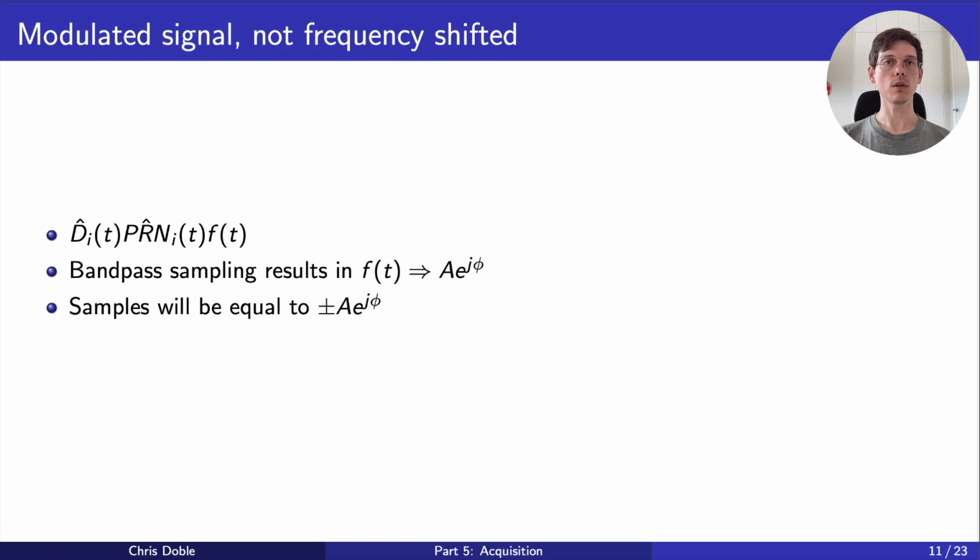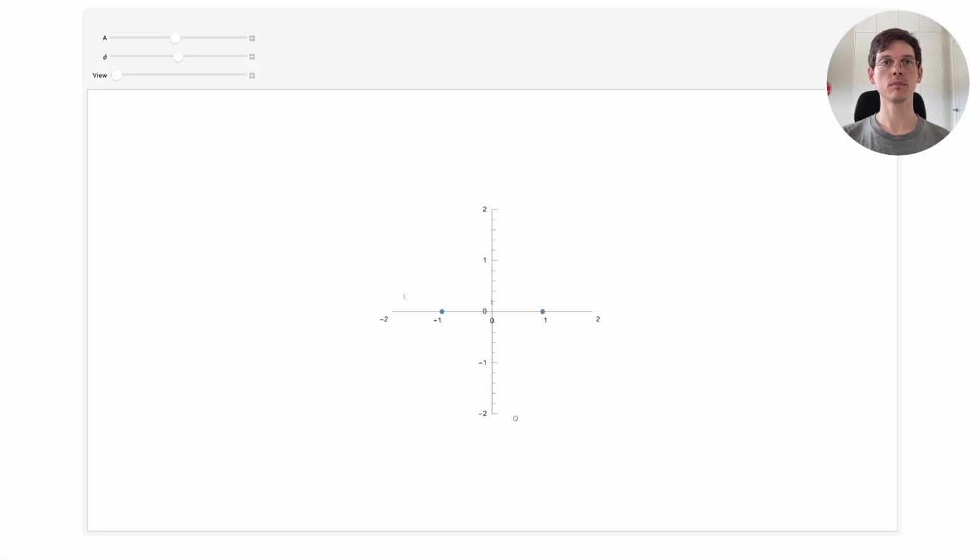Let's visualize this on a constellation diagram. We have the points at plus and minus 1 as before, but this time we can scale them by changing the amplitude of the carrier wave, and rotate them by changing its phase. Introducing time as a third dimension again, we can see how these parameters affect the samples over time.